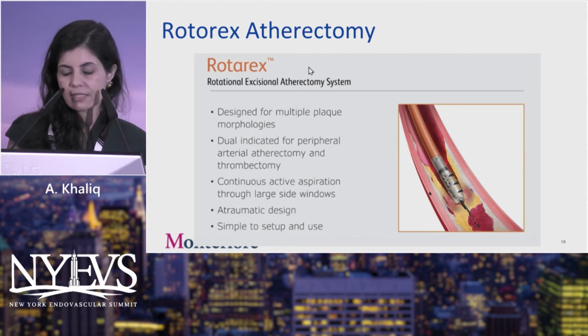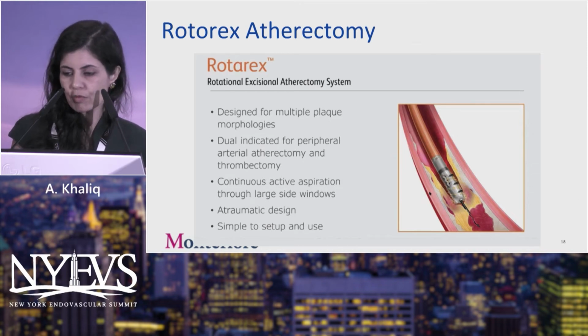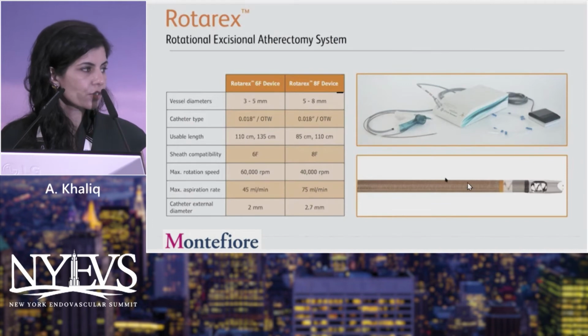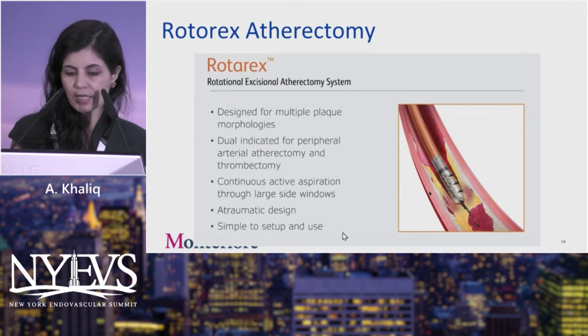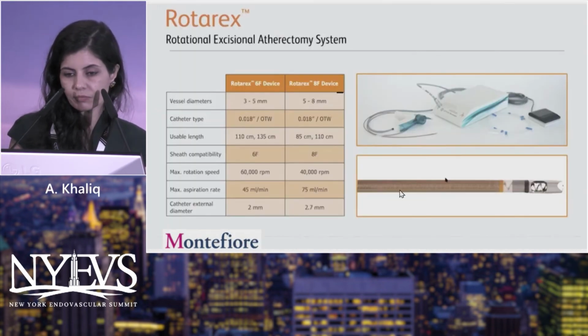So the Rotor-X is essentially a rotational excisional atherectomy system. Its indication is both for thrombus and for calcified plaque. It has an active aspiration, which it does through these windows that you can see over there. It has 2 types of setups. Essentially, it's 018 compatible, but off-label can be used with an 014 wire. So if you're planning to use a filter, you can use it either with a bare wire, or with a spider filter.